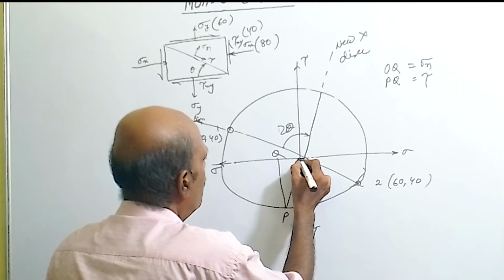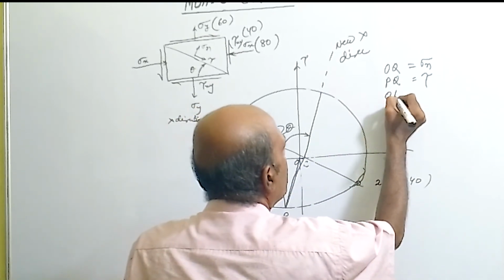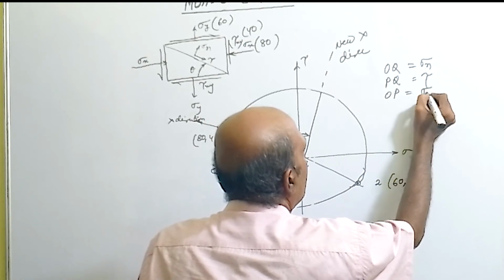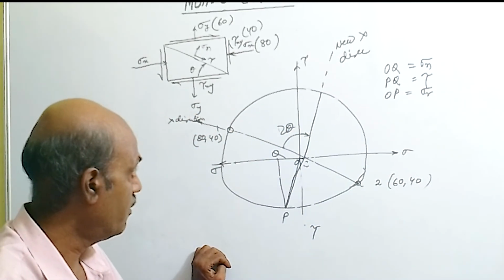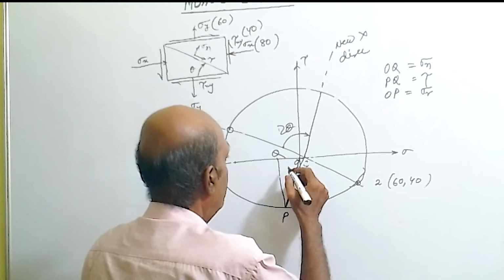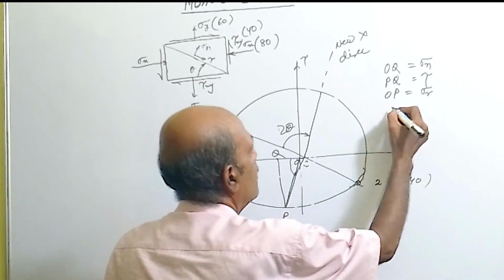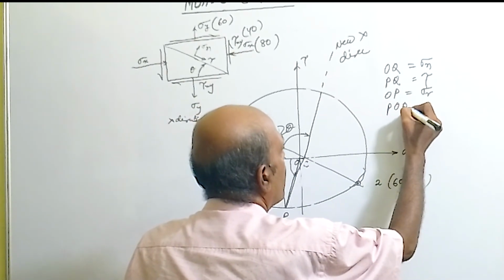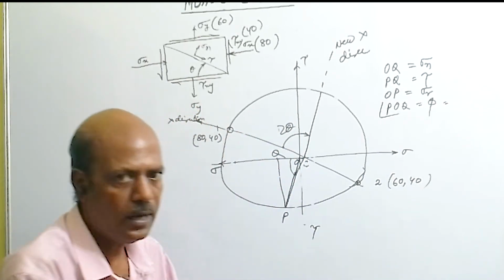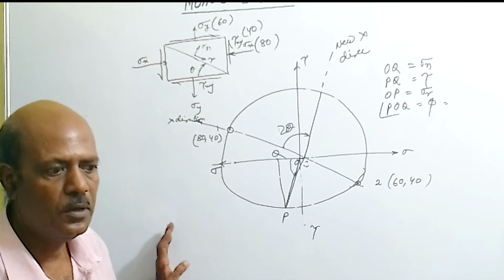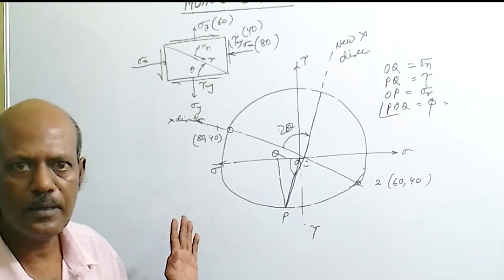Then join O to P. So OP will give you the sigma R value, that is the resultant stress acting on that inclined plane, and measure this angle, that is the POQ angle. Say this angle is phi, this is the angle of obliquity. Okay, this is all about the Mohr circle.